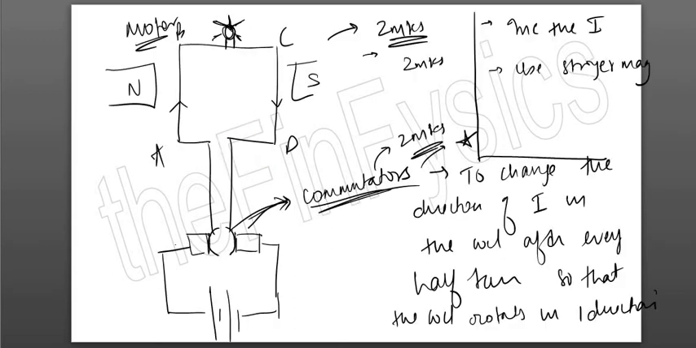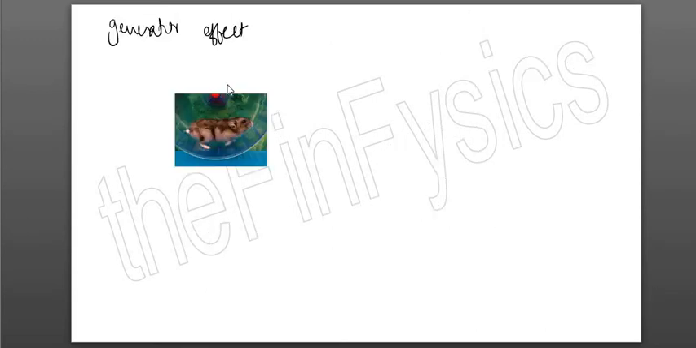The next subtopic, bacha, is the generator effect. Generator effect, which is complete opposite of the motor. Now in motor, we had electric current, we produced mechanical energy. Okay, over here we will use mechanical energy to produce electricity. The apparatus is the same as this.